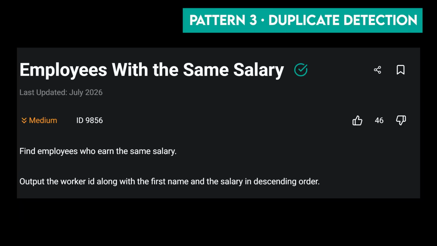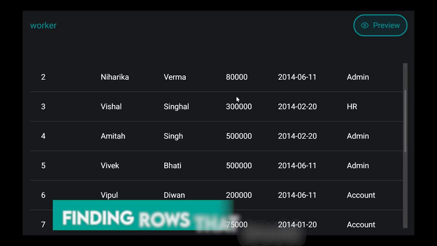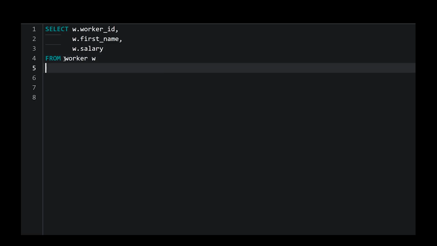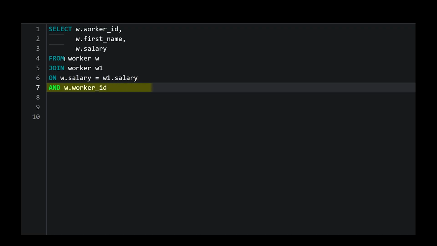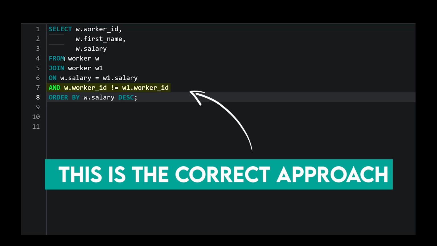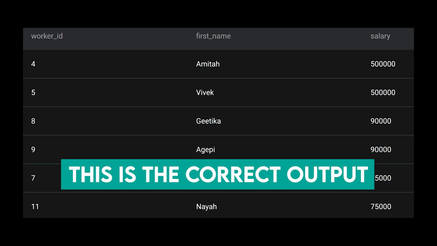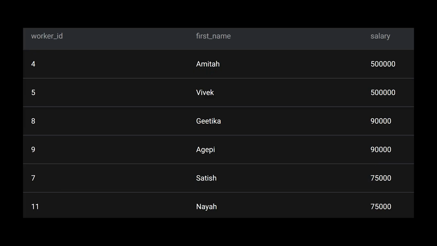Pattern 3, medium difficulty this time, find employees who earn the same salary. This is the pattern for finding rows that share a value. Self-join on salary, exclude matching yourself, and you get every employee paired with every other employee at their pay level. Drop that not equals condition, and every employee matches themselves. The query just hands you the entire table back. 3 employees sharing a salary produces 6 pairs, which is fine when the question actually wants pairs.